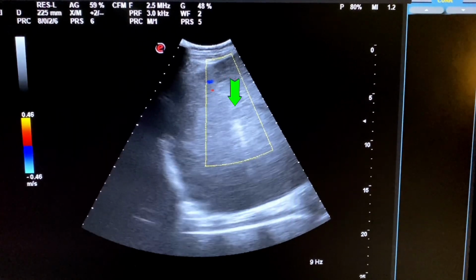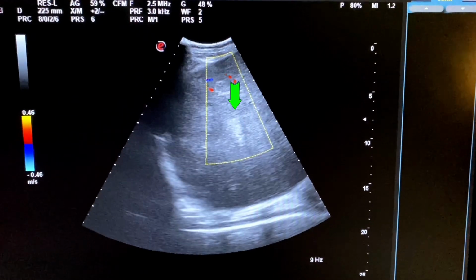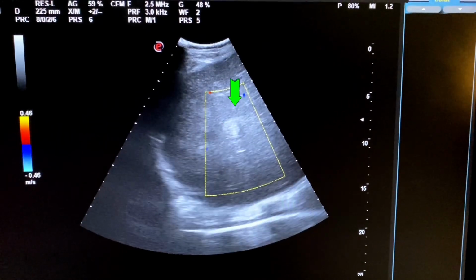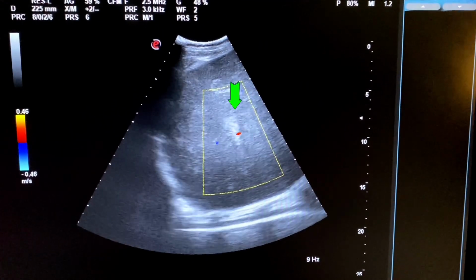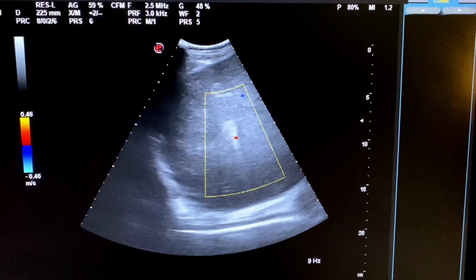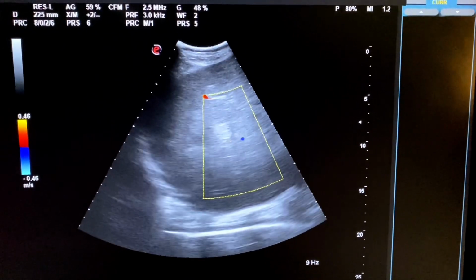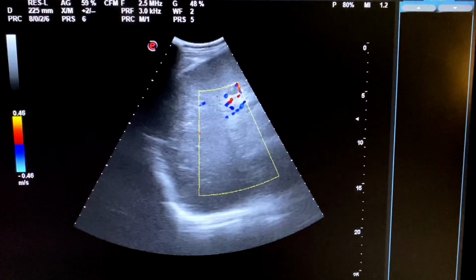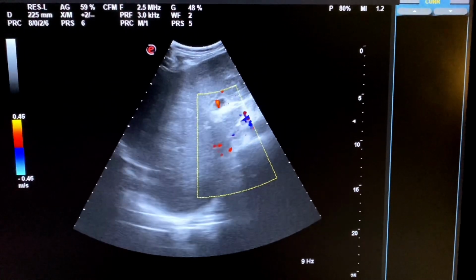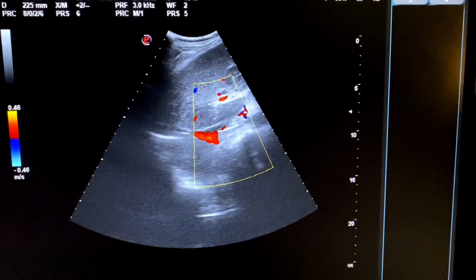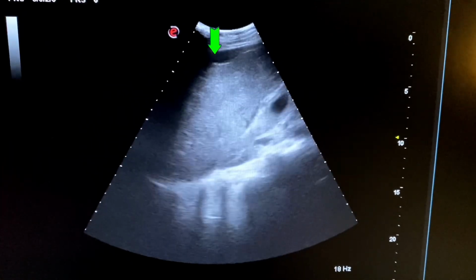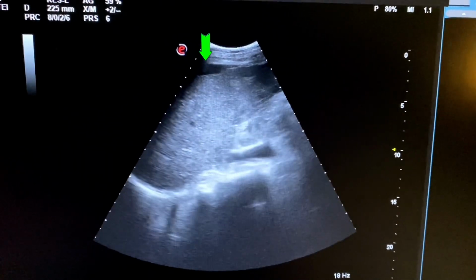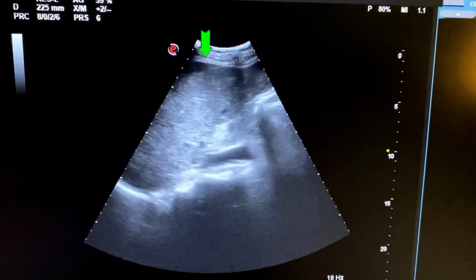Here we see another echogenic focal lesion. This is an echogenic lesion and on color Doppler minimal flow is also observed. Here we also see a hypoechoic area at the subdiaphragmatic area.